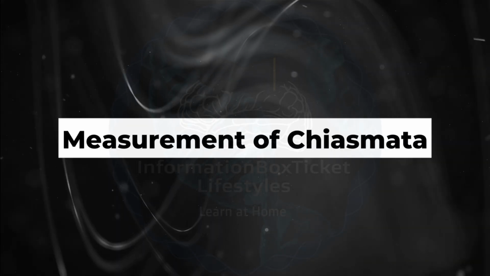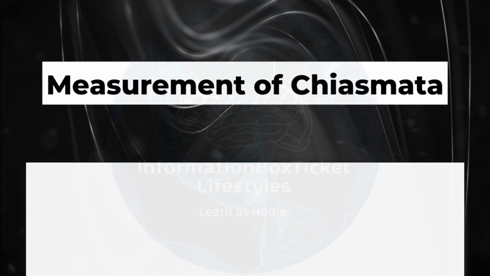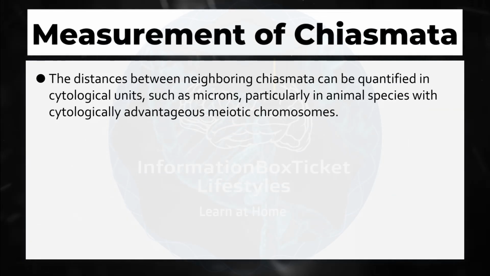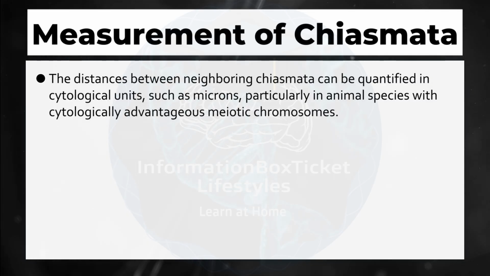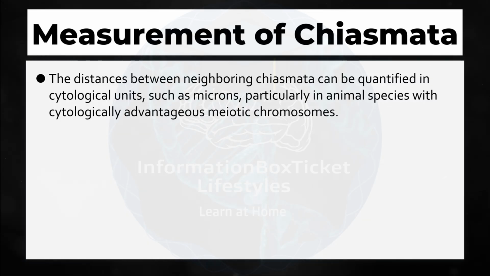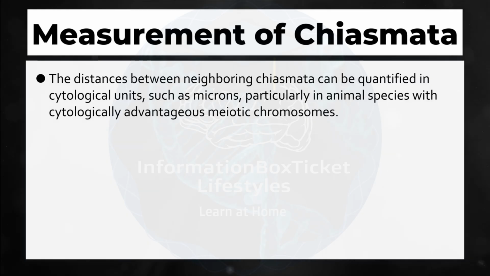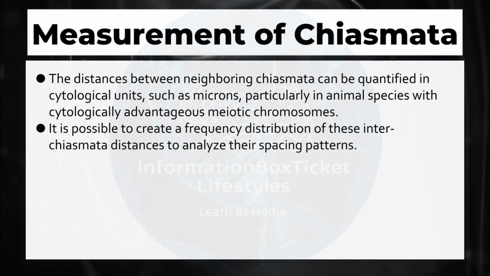Measurement of chiasmata. The distances between neighboring chiasmata can be quantified in cytological units, such as microns, particularly in animal species, with cytologically advantageous meiotic chromosomes. It is possible to create a frequency distribution of these interchiasmata distances to analyze their spacing patterns.